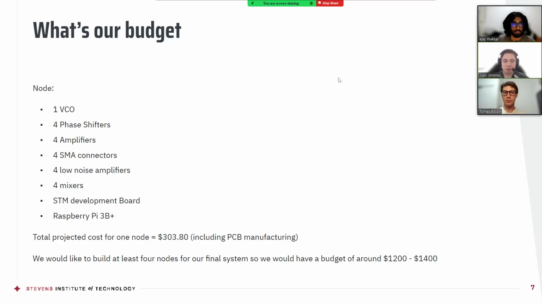So what's in our budget? What goes into the individual nodes of our system? Like AJ was saying, we have VCOs, phase shifters, amplifiers, SMA connectors. And after totaling up all of those costs, we have a projected cost of about $300 per node. So for the 4 nodes that we need for our fully built prototype system, that would be around $1,200 to $1,400. That's what we're looking for in terms of our budget.